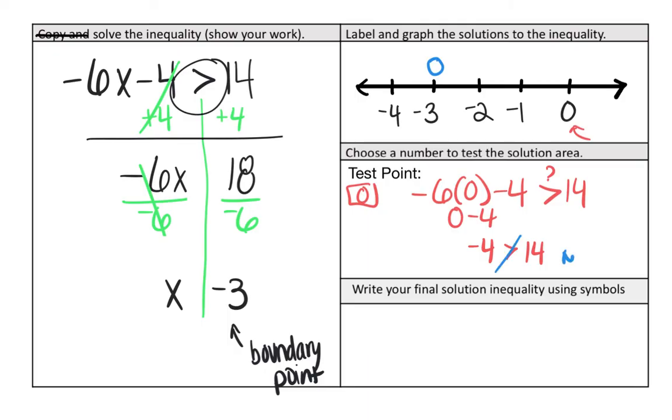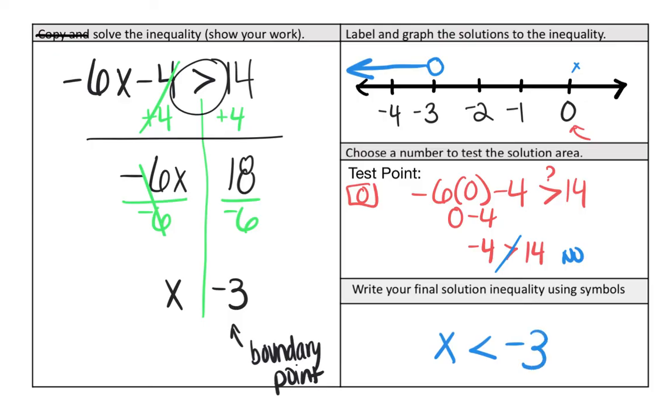What that tells me is that 0 is not going to be a solution, and my graph of my inequality has to go in the opposite direction. So it's got to go to the left. Okay, so again, our original inequality started with greater than, but by the time we ended, our final answer here is x is less than negative 3.